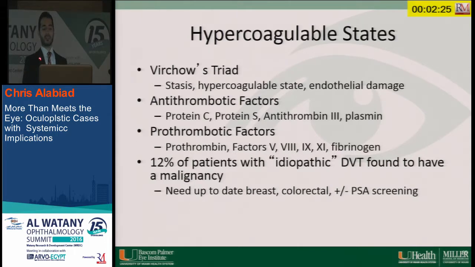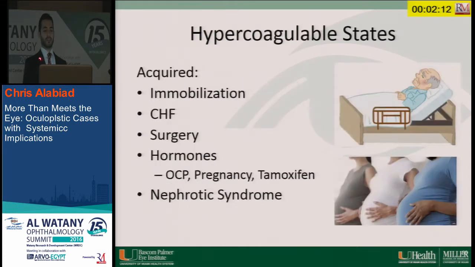It's interesting to understand that 12% of patients who have idiopathic or unknown causes of a DVT are found to have a malignancy. So it's important to make sure that these patients have updated breast, colorectal, and possibly even prostate screening. With regards to hypercoagulable states, they can be acquired or inherited.